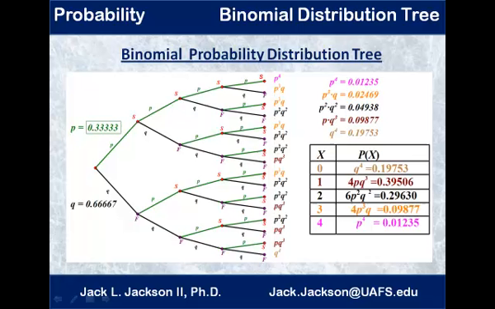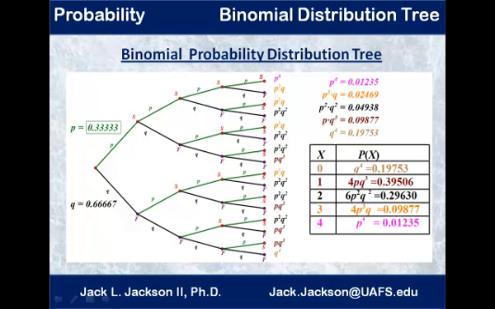Now the next one goes success, success, success, failure. Notice that's P times P times P times Q, which is 3 P's and a Q, or P cubed times Q. Now the next one is success, success, failure, success, P times P times Q times P, but it's still 3 successes and 1 failure. So it's still 3 P's and 1 Q. So that's P cubed times Q, same as the one above it. The next one is 2 successes followed by 2 failures. That's 2 P's and 2 Q's multiplied together, so that's P squared times Q squared.